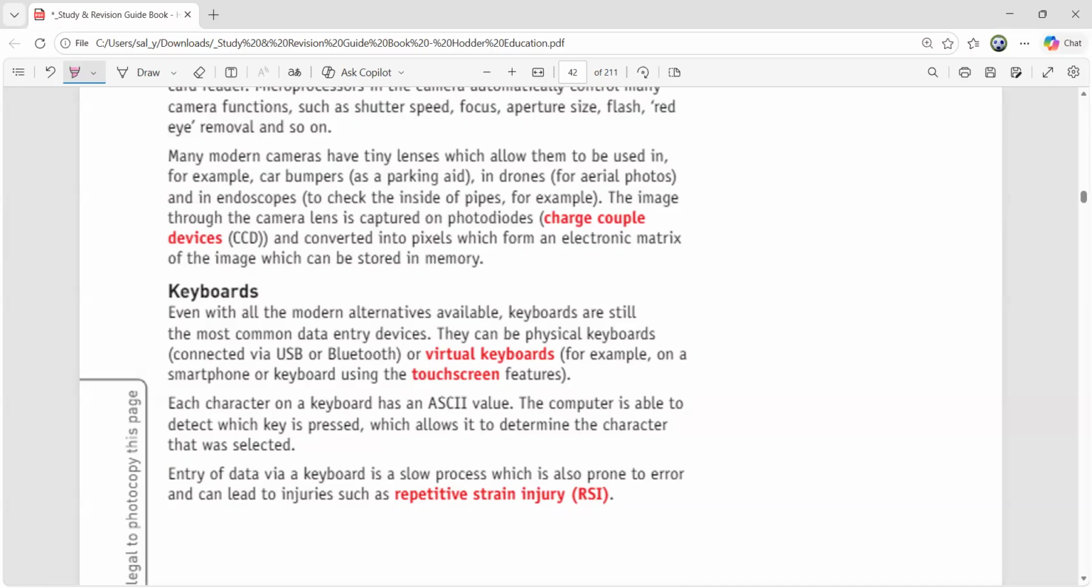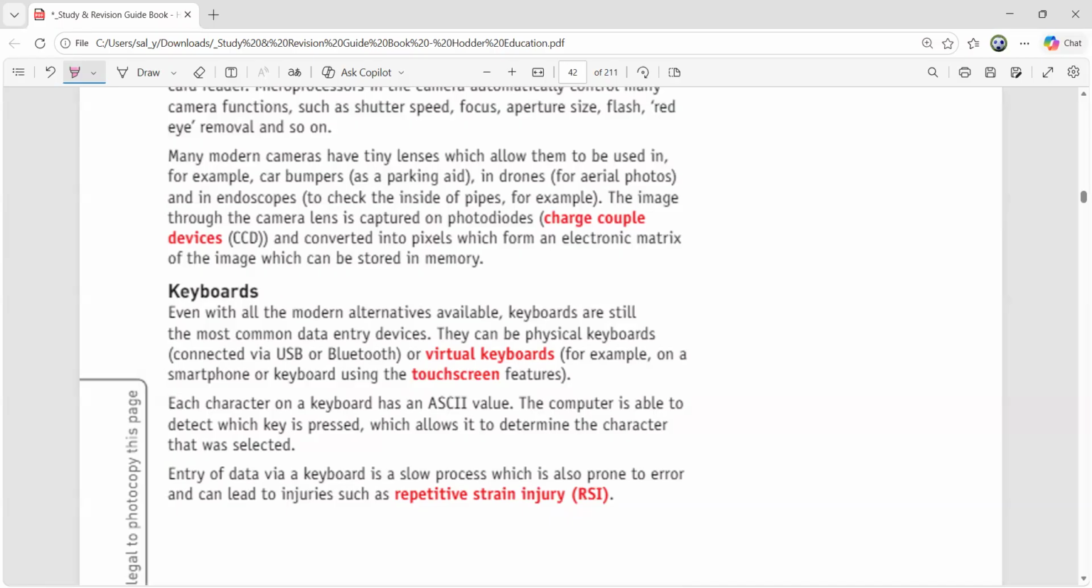An important thing about the keyboard is that every character on a keyboard has its own ASCII value, the one that we talked about. And this is something a computer is able to understand. The moment you press any key, the computer knows which key has been pressed because of the unique ASCII value, because of the unique binary value. And that is how it is interpreted and displayed on the screen.